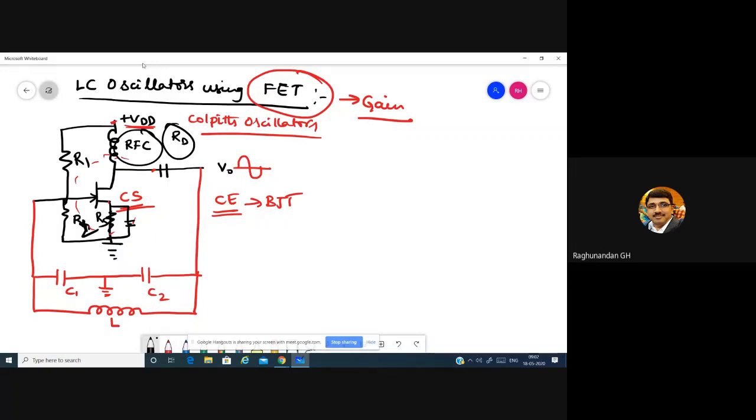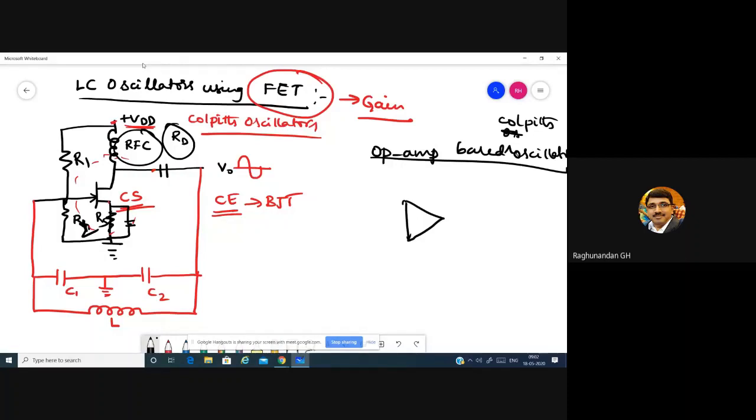Sometimes they can ask you op amp based oscillators, or op amp based Colpitts oscillator. So nothing you have to change. Use an op amp, and here the op amp you will be using is an inverting op amp. So first write down the inverting op amp.